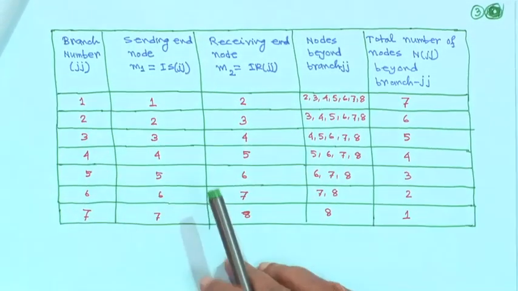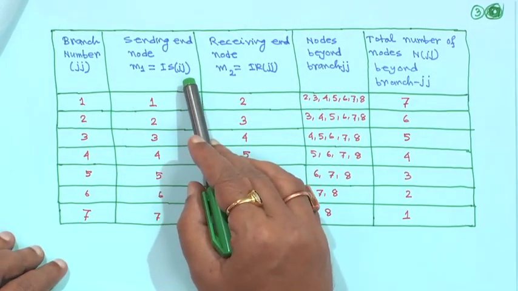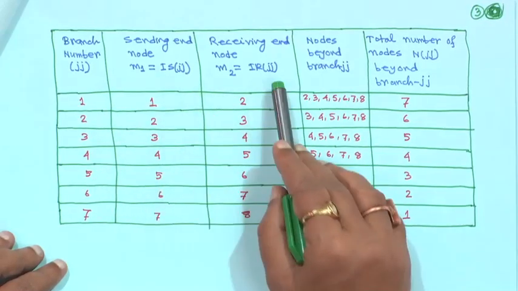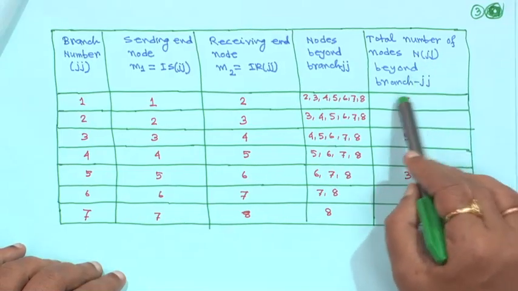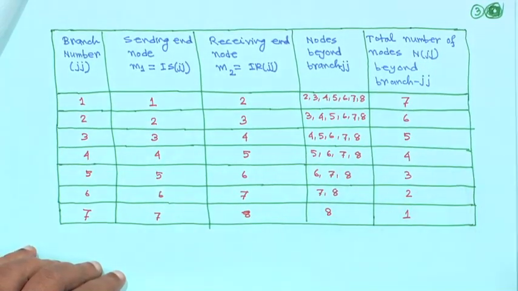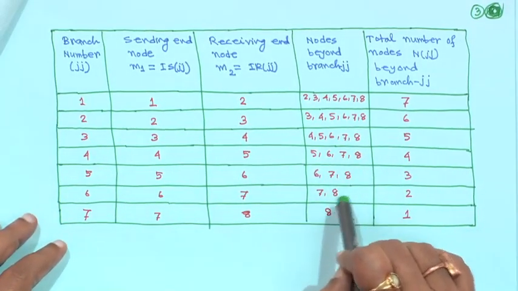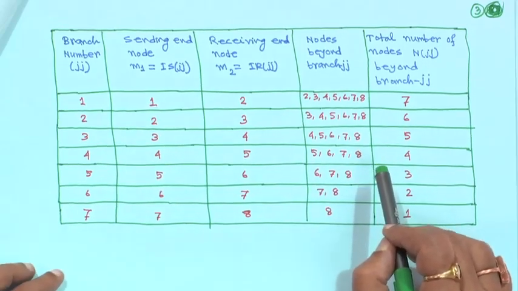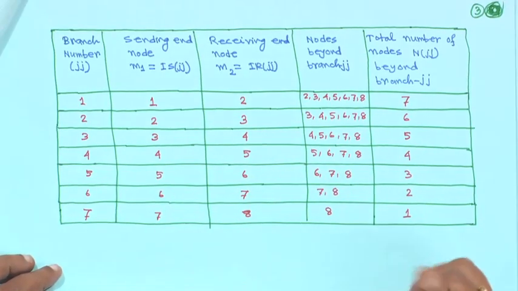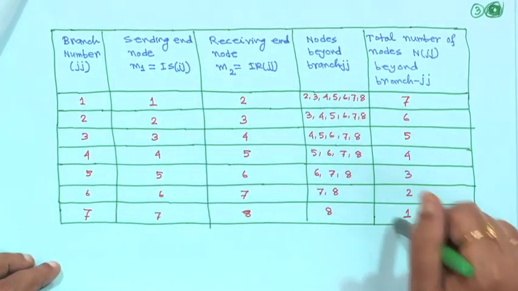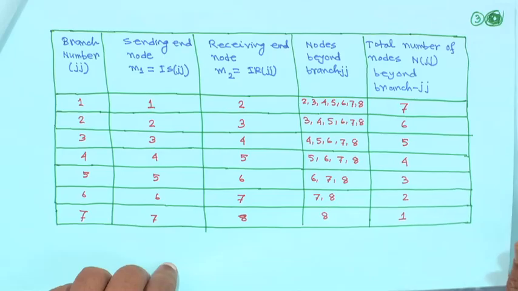So, this way you first complete this table: branch number, sending end node I s j j, where m 1 is equal to I s j j, but you have to read j j, I s j j, then I r j j, nodes beyond branch j j, and total number of nodes n j j beyond branch j j. All these things you first have to put in the table, right. You have to mark the numbers on the network, all branch numbers, sending end, receiving end, everything, and accordingly prepare the table, right. This data you have to feed to the computer, you have to read all these things, but the procedure, right, is not Newton-Raphson or Gauss-Seidel, right. So, this data preparation is simple.